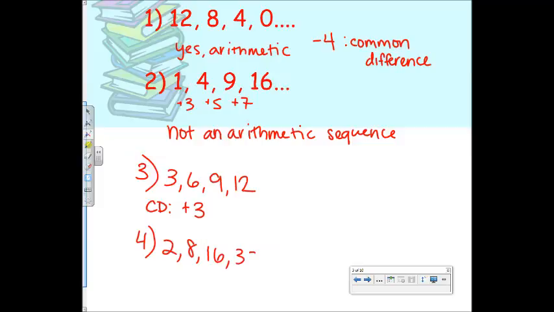All right, what about this one? What about this one? No, this is not an arithmetic sequence. It's not going up by the same thing. Okay, it's not going up by the same thing, so we would say no, it's not an arithmetic sequence. Good.